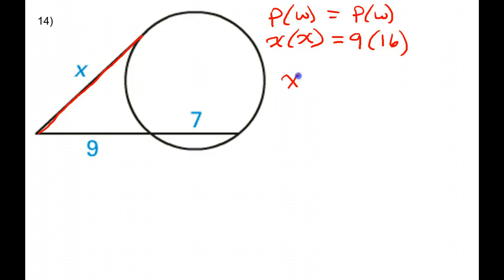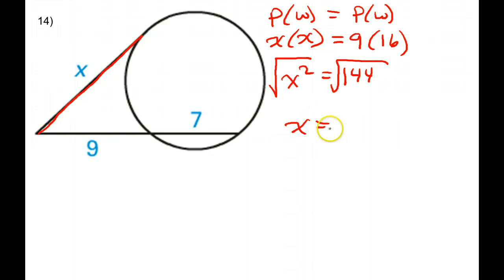So that's going to give me x squared is equal to 144. And here's where we take the square root of both sides. And normally I would say x is equal to positive or negative 12. But in this case, I'm just going to say x equals positive 12 because x represents a length, and you cannot have a negative length. So x equals 12.